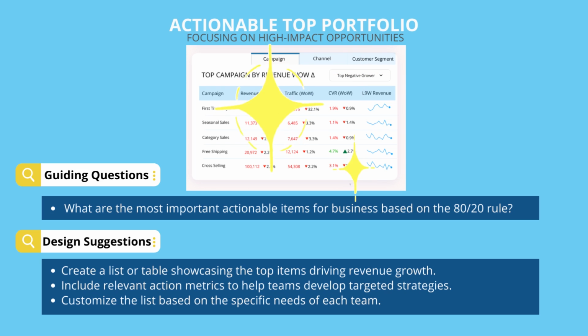The Actionable Top Portfolio serves as a valuable resource for identifying the highest impact areas and aligning team efforts toward achieving common goals. Actionable Top Portfolio helps you focus on the most significant opportunities for growth, enabling each team to concentrate their efforts on the areas with the highest potential impact on overall business success.